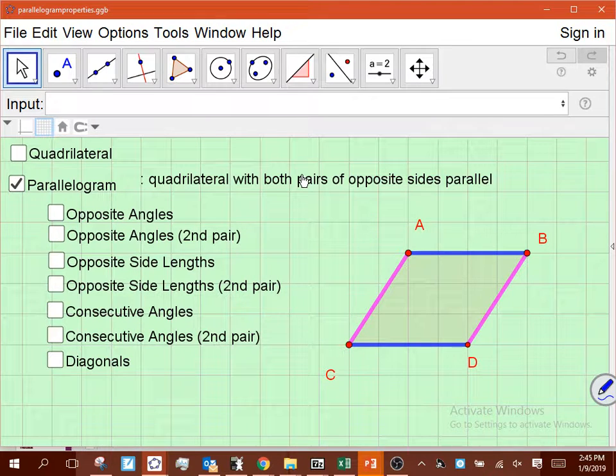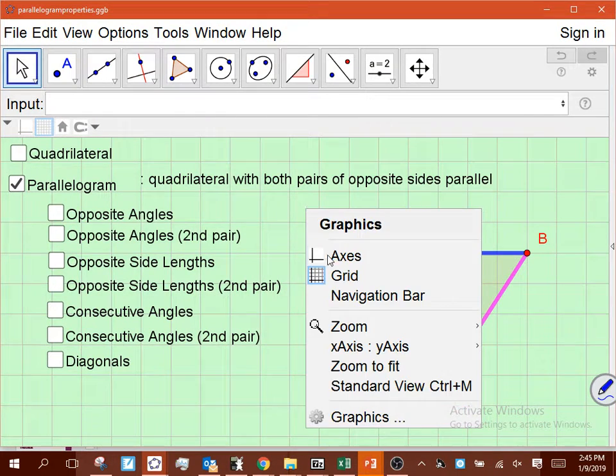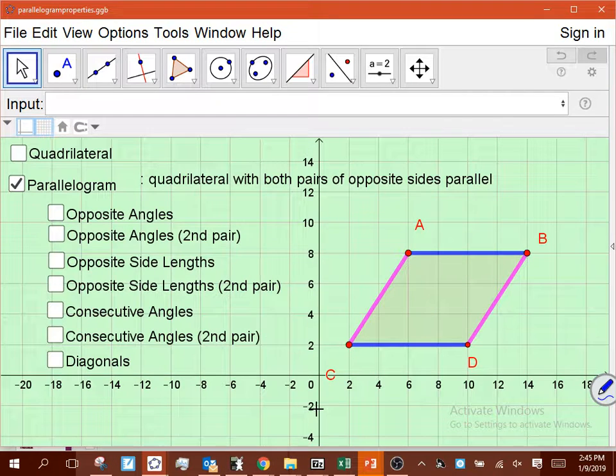We were working in the two-dimensional plane, the XY axis. So I'll put my axes in here. What is the feature that we use to determine whether lines or segments are parallel to one another? If they have the same slope.